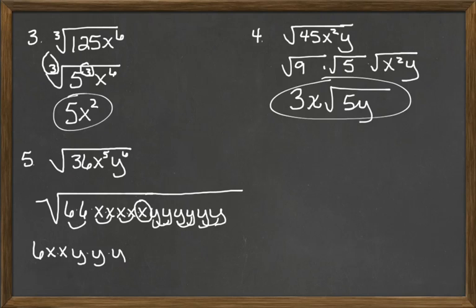Okay, and then the y. Another set of y, and another set of y. And you notice that there's not a spare y. Again, a shortcut way here would be just to divide the index number into the exponent, and you get the same exact answer.